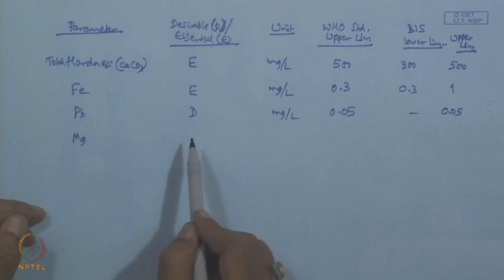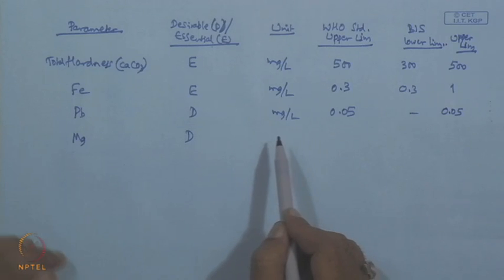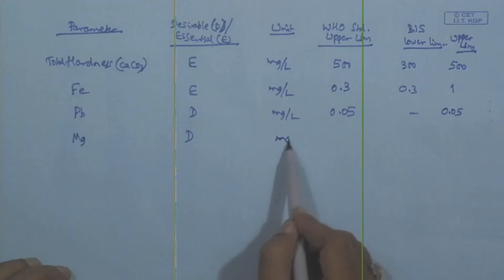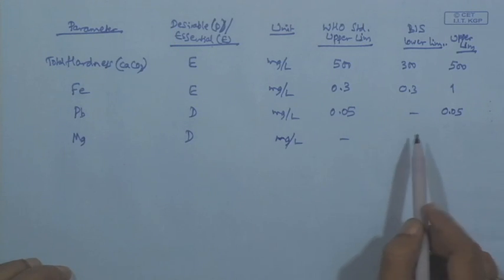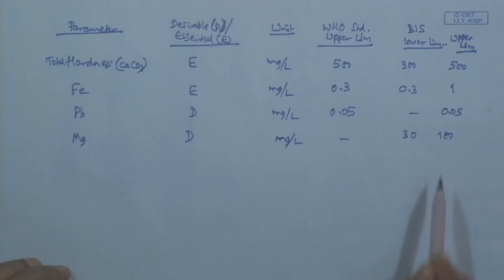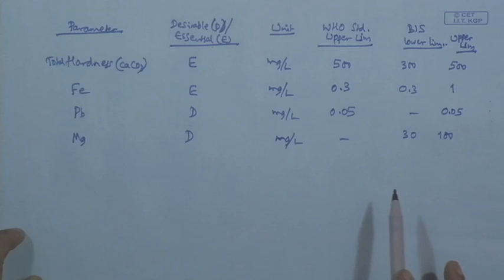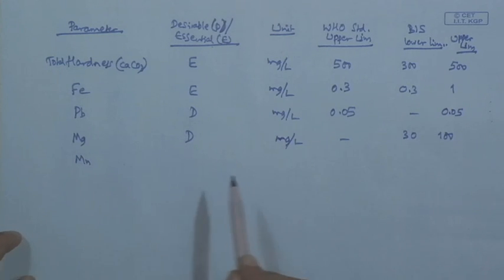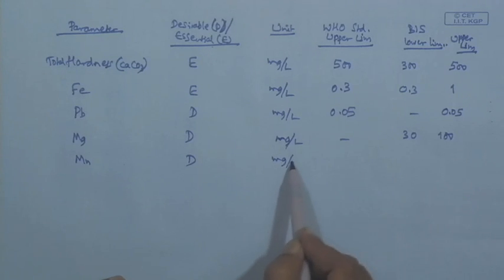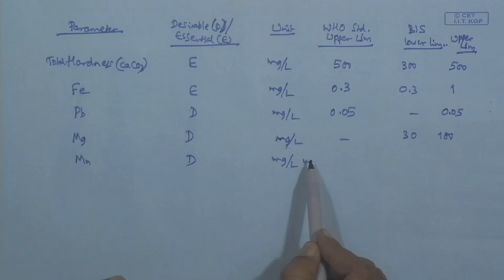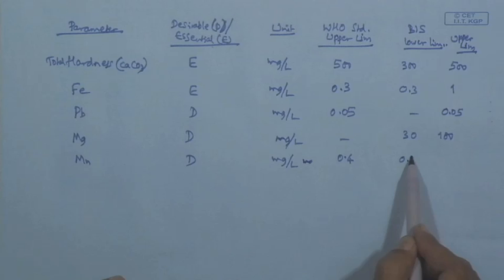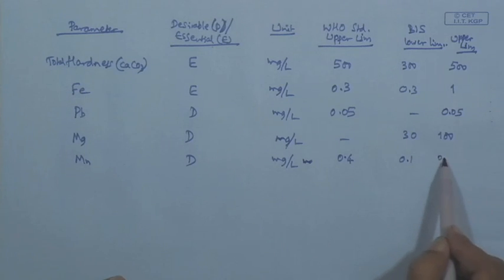Next is magnesium, it is also desirable, and as per WHO it is also in mg per liter, and here it is not given. Whereas as per the Bureau of Indian Standards, 1983, it is between 30 and 100. And then next we will go to manganese, it is desirable, in mg per liter max, so this is 0.4, and in case of the Bureau of Standards, it is 0.1 and 0.3.